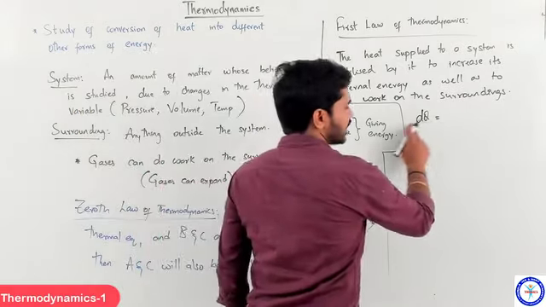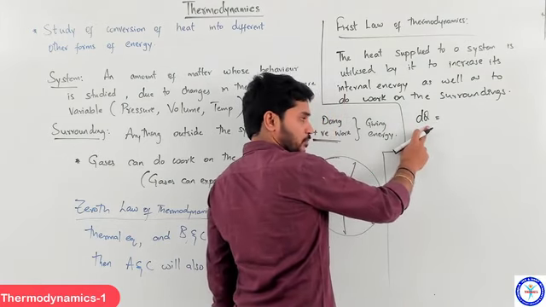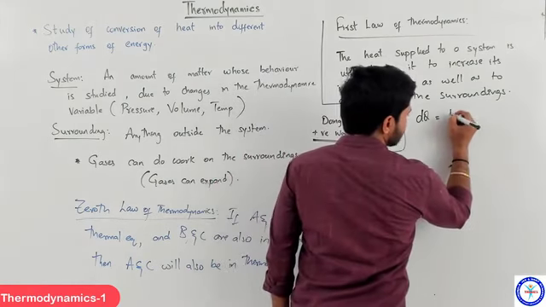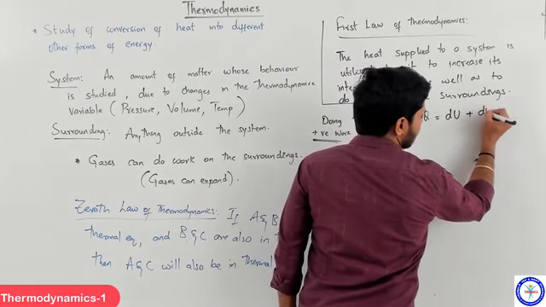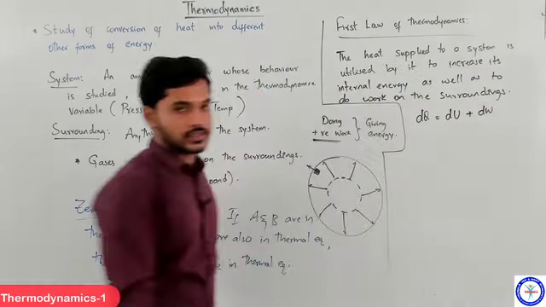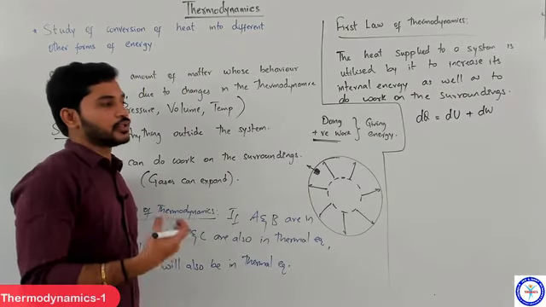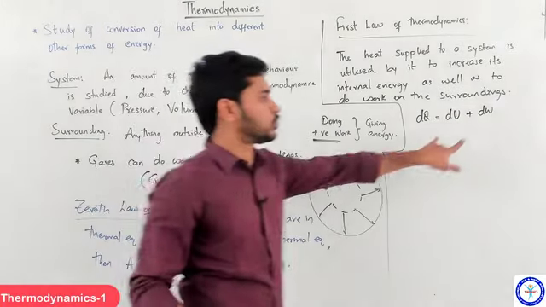So the amount of heat that we have given to a system will be equal to the increase in internal energy of the system and the work done by the system on the surroundings. Clear? So the gas will be utilizing that energy in these two forms.